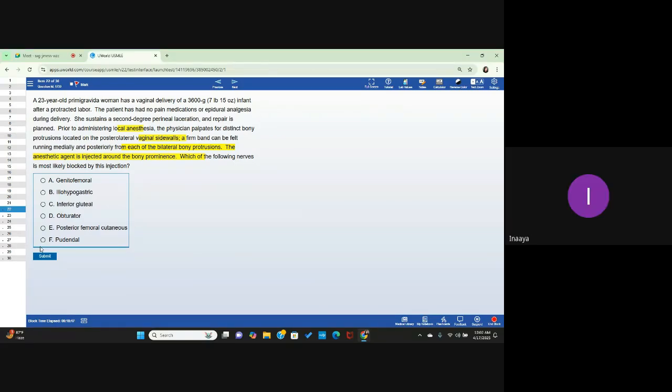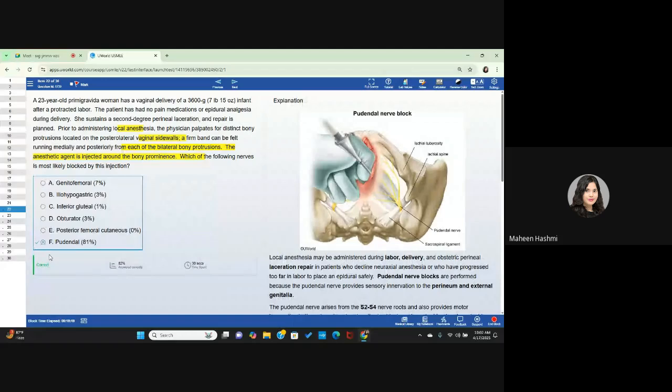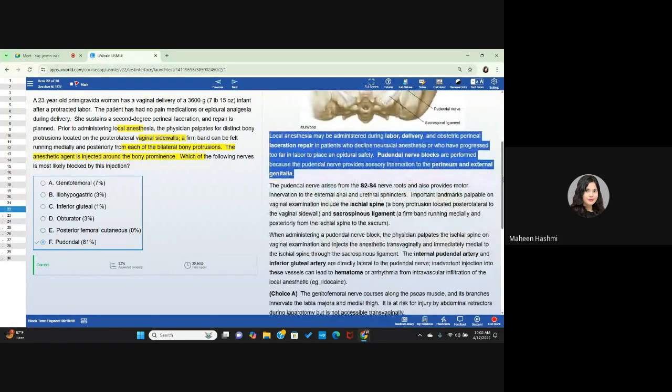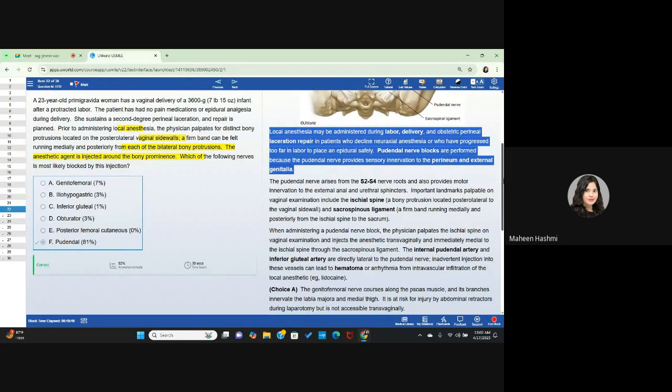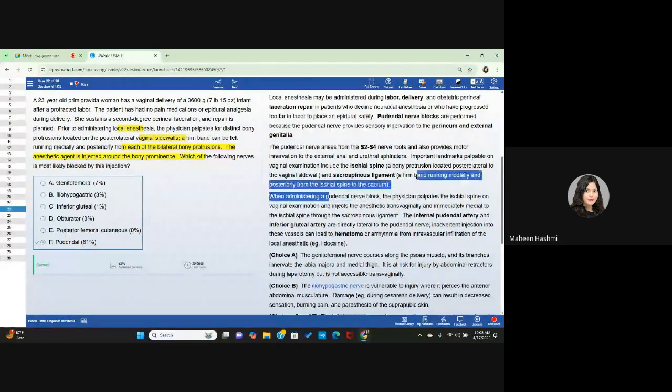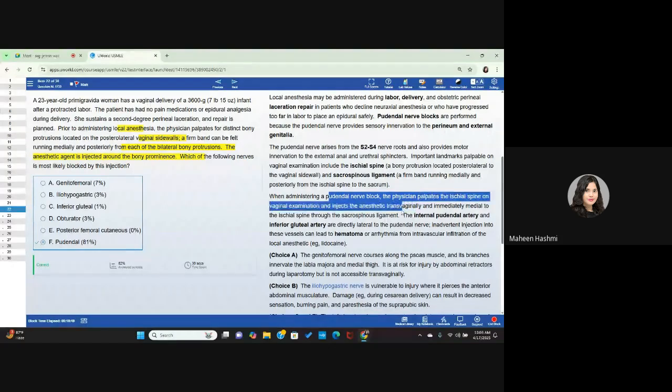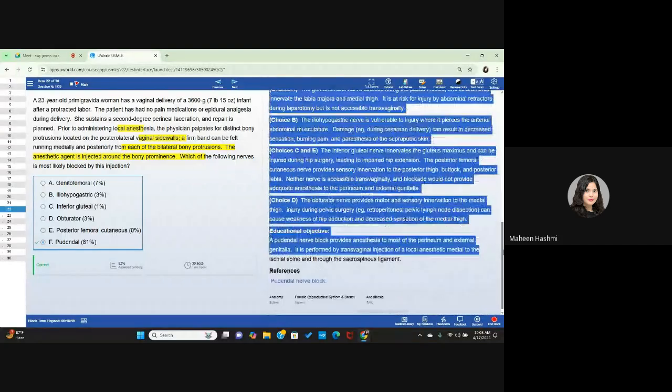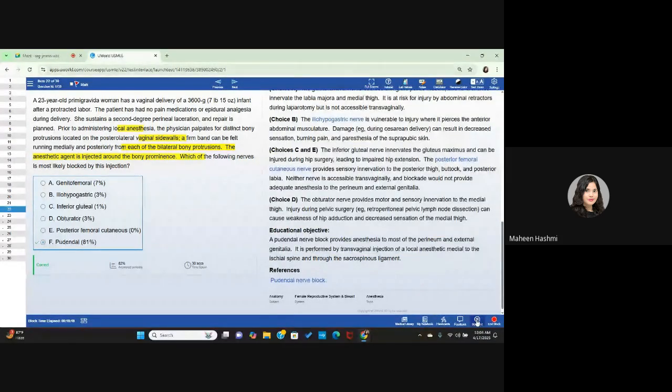Pudendal. Very easy. In vaginal deliveries, the pudendal nerve is at risk for injury. So when you're administering a pudendal nerve block, you have to go through this pathway. The physician will palpate the ischial spine, and then they will block it. Again, we are done for today.